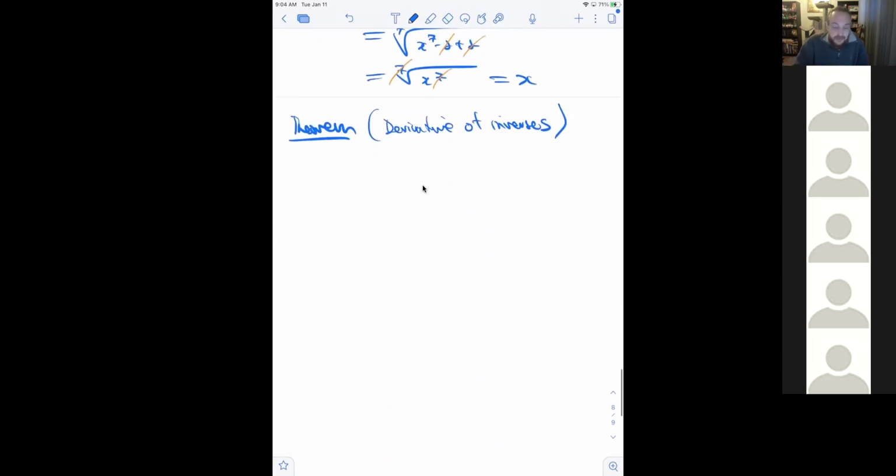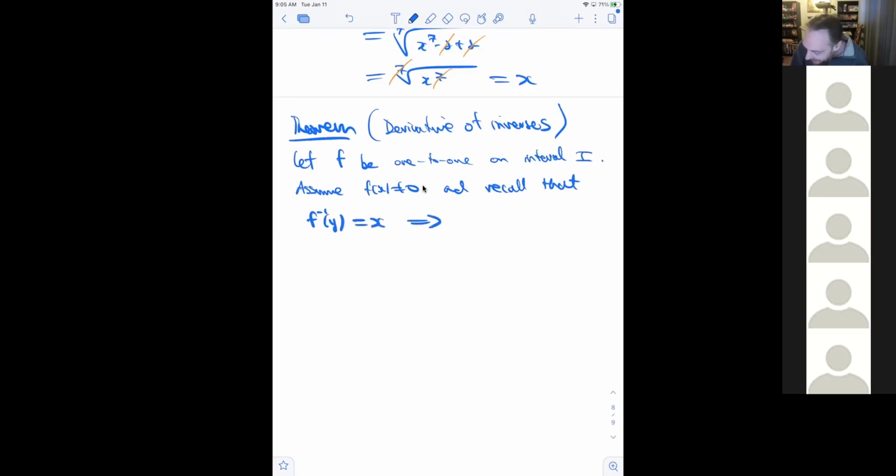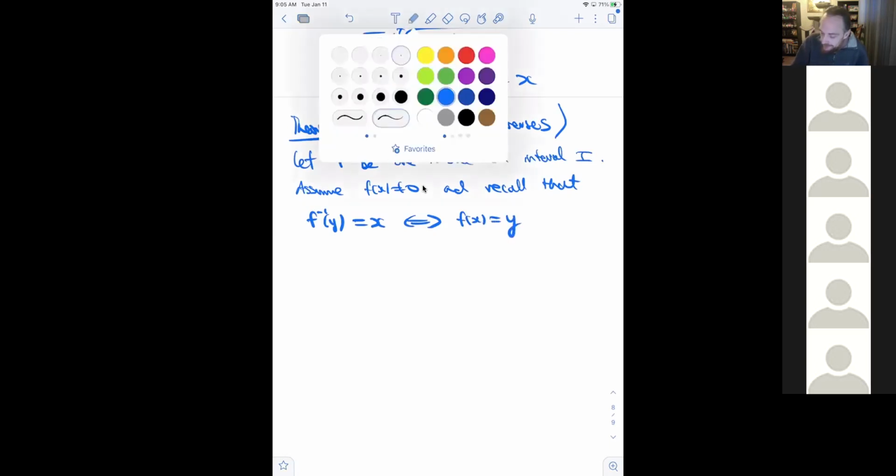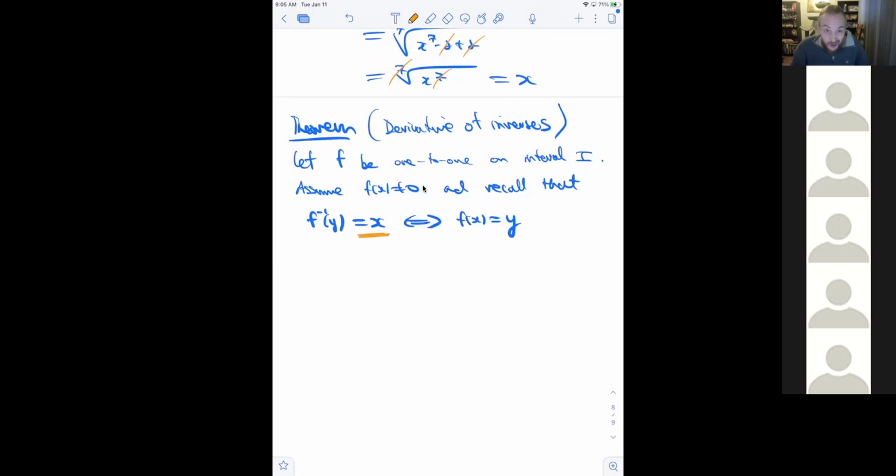And the book writes it horribly usually. So I will try to make the notation a little bit easier. Let f be one-to-one on an interval I. Assume f prime of x is not 0, and recall that our definition of inverse: f inverse of y equals x if and only if f of x equals y. That tells me who this guy is. x equals something horrible, f inverse of y, and y equals something, f of x.